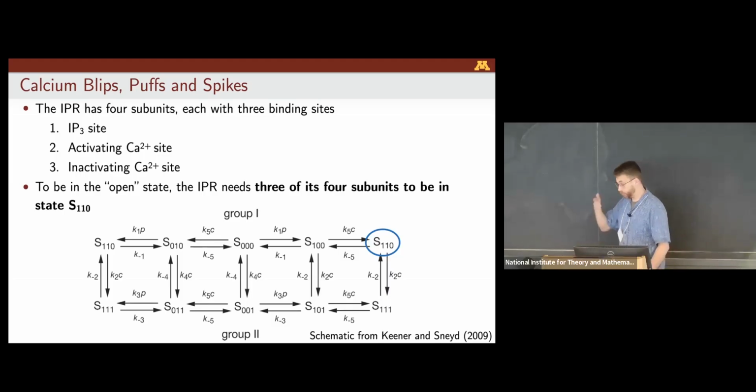As I mentioned, this IP3 receptor is kind of a mess. There are a lot of binding sites here. Here's the full diagram. Out of all of these states, the one in the upper right is the activated state. What is needed there? You need IP3, and you need the activating calcium site to be activated. To make things even more complicated, there are 4 subunits on this receptor. I need 3 of the 4 subunits to be in this state for it to be open.